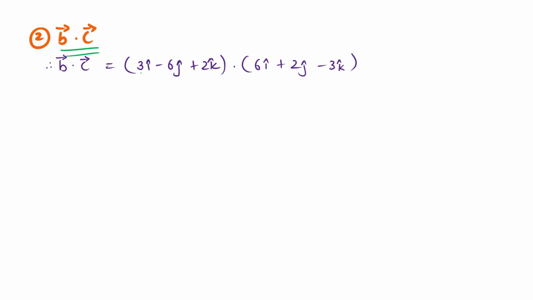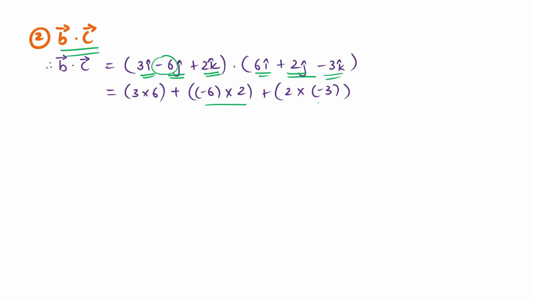So as I said, the only non-zero term is when I multiply the i component of vector 1 with the i component of vector 2. So from this we can say it is 3 into 6. Second would be the j component of vector 1 into the j component of vector 2. In this case it is minus 6 into 2. And the third is when we multiply the k component of vector 1 and the k component of vector 2. In this case it is 2 into minus 3. So based on this, we can calculate or multiply this.